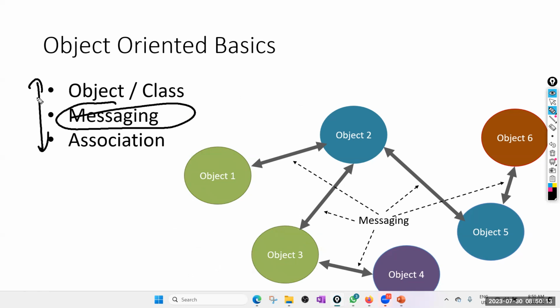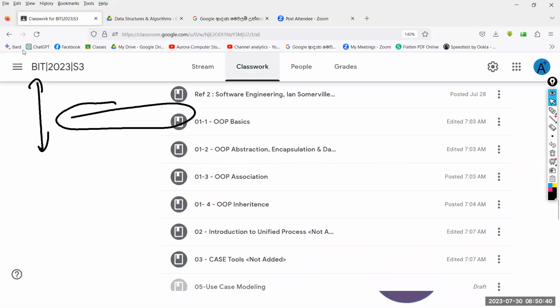What is meant by messaging? Anyone? Again, there's nothing called the answer, but try to give your best answer. Because whenever someone says object oriented, they're talking about messaging. Right? So these days you can even go and ask something like Google, ChatGPT or whatever.